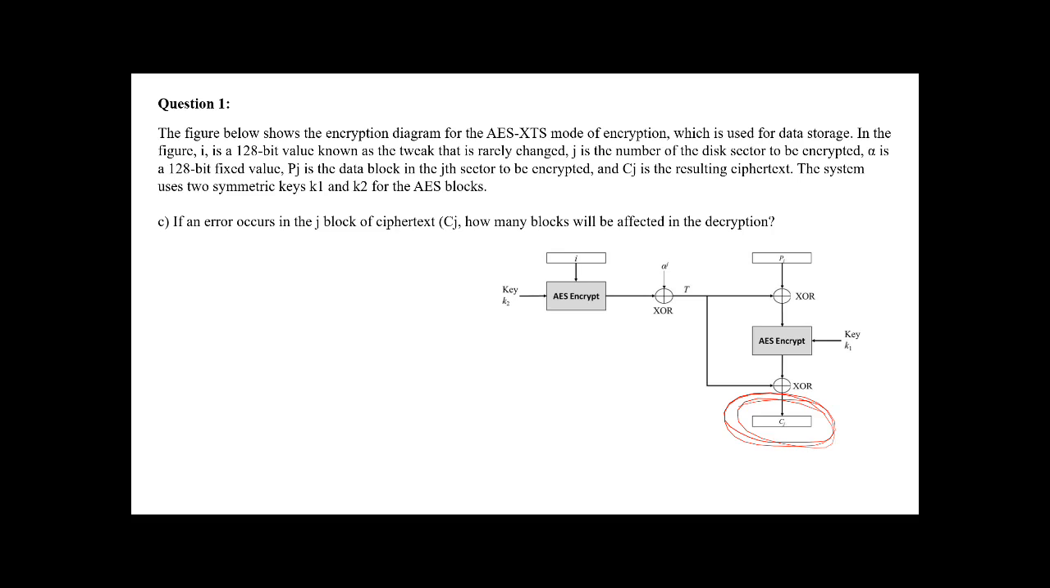So as you can see, each block is only based on the plain text here and the keys and some fixed values. So basically, if a cipher block is corrupted for some reason, it will not affect any other blocks, either previous blocks or future ones. So it means that there is no chaining actually here, so errors do not propagate.